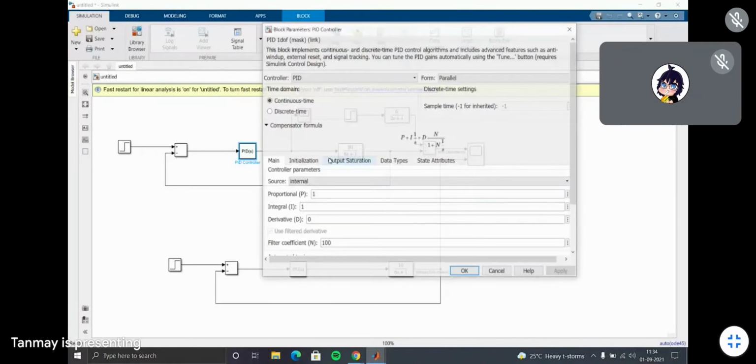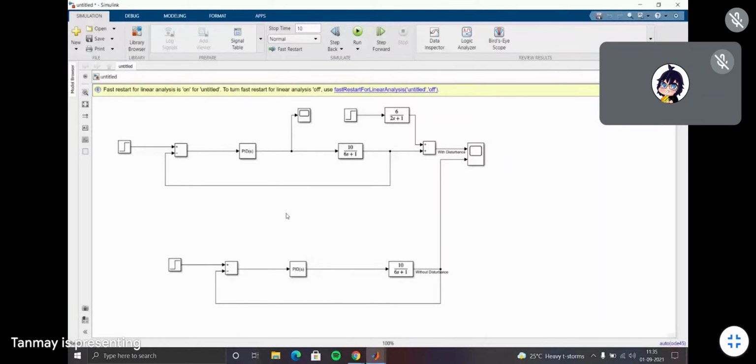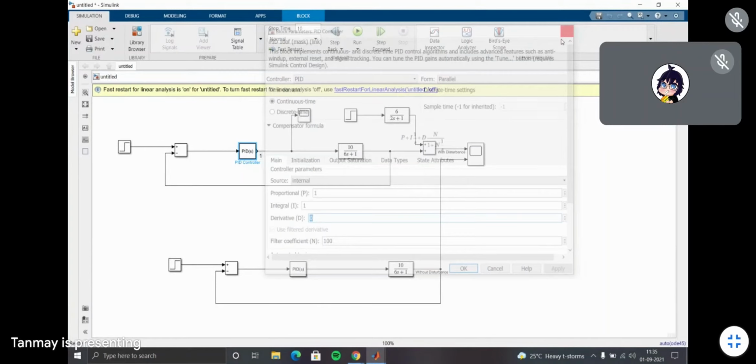Tanmay, just a minute. Close this one. Before, don't do tuning right now. Click on the PID controller. Double click. Yes, see here. You have taken the proportional as 110. Just a minute. Yes, ma'am, I'll show you in this one.